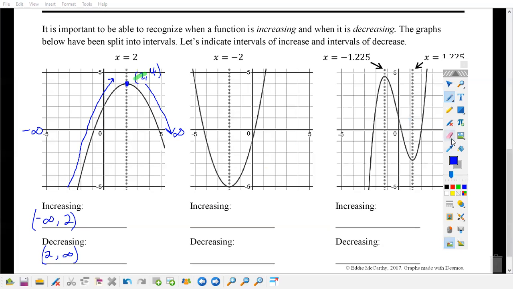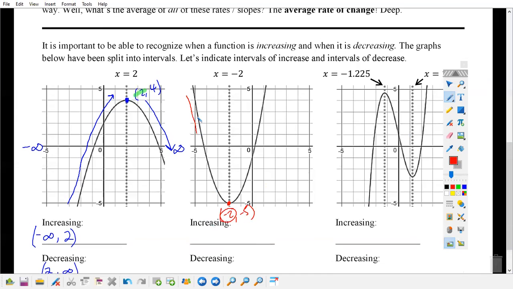Okay, let's check and see what you did. So this time you had a minimum, right? We have a minimum down here at (-2, -5). Which value is the most important here? -2. From left to right, what's happening?